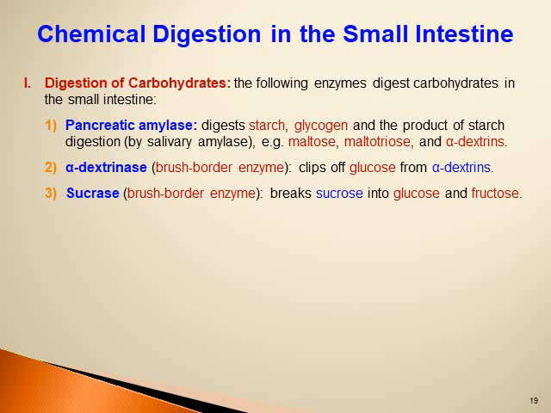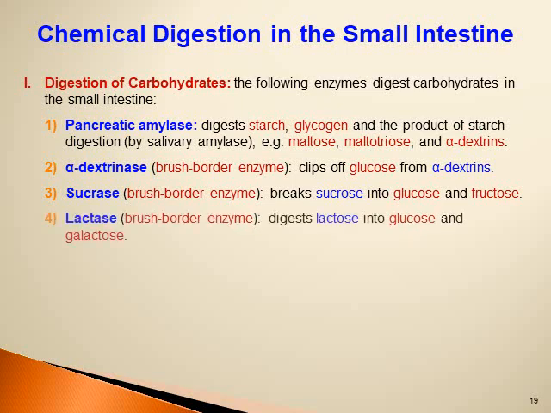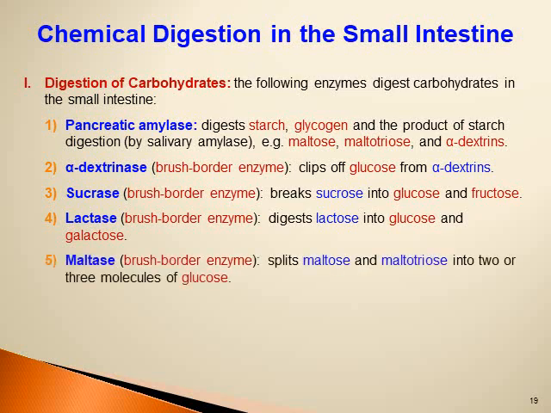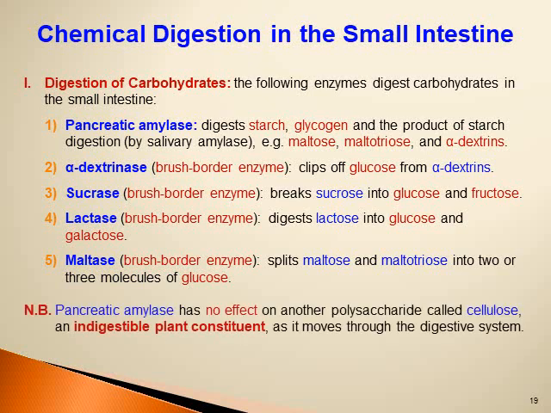Saccharase, a brush border enzyme, will break saccharose into glucose and fructose. Both are monosaccharides that can be easily absorbed. Lactase, a brush border enzyme, digests lactose into glucose and galactose. Both are monosaccharides that will be absorbed. Then maltase, which is a brush border enzyme, will split maltose and maltotriose into 2 or 3 molecules of glucose that will be eventually absorbed.